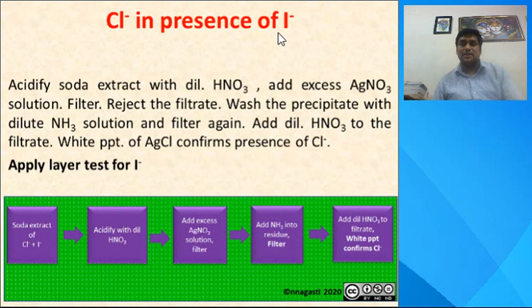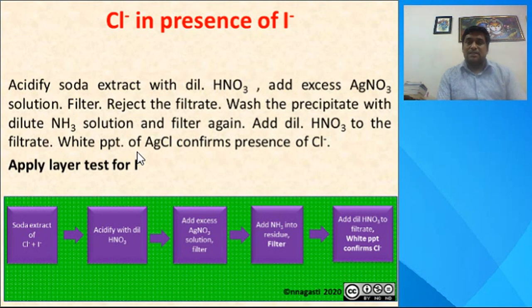If chloride is present in presence of iodide, then in that case acidify soda extract with dilute nitric acid, then add excess silver nitrate solution. What will happen? Silver nitrate will precipitate silver chloride and silver iodide. Then filter. Reject the filtrate. Wash the precipitate with dilute ammonia solution. What will happen? This dilute ammonia will dissolve the silver chloride precipitate. Silver iodide will not be dissolved. So filter it again. In the filtrate, only we have silver chloride in soluble form in ammonia.